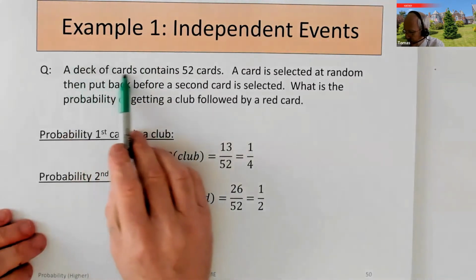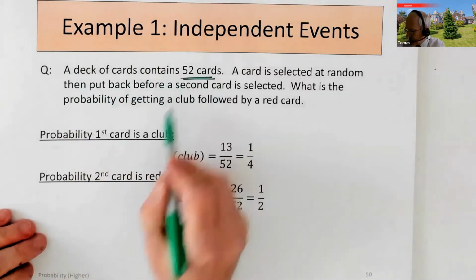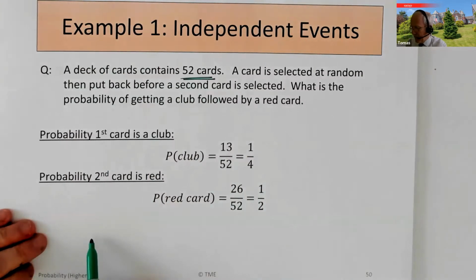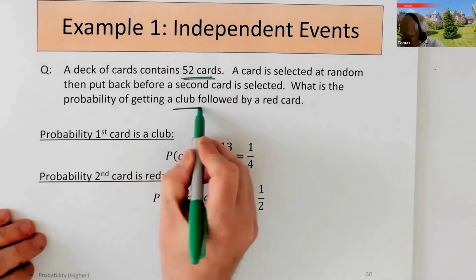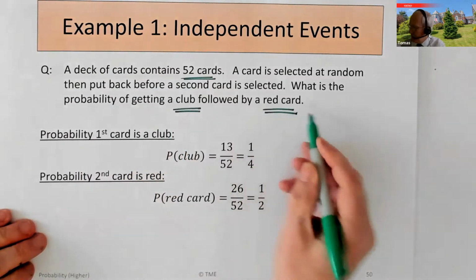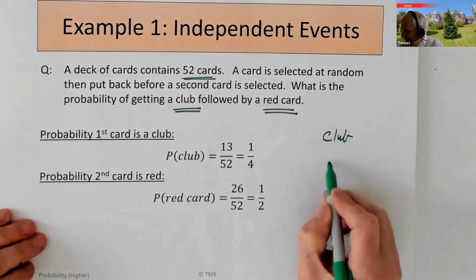So let's look at this. A deck of cards contains 52 cards. The card is selected and put back, and a second is selected. What is the probability of getting a club followed by a red? So you want a club first and then a red.